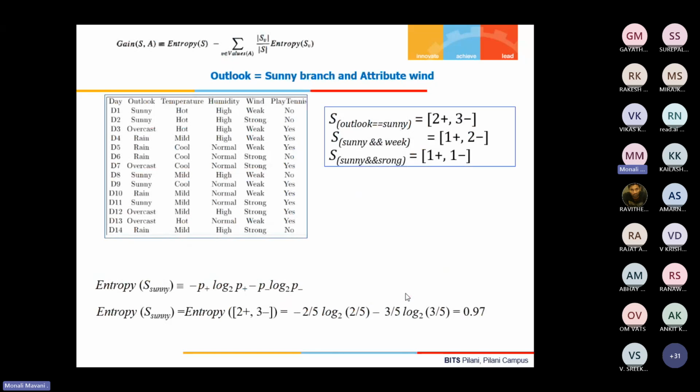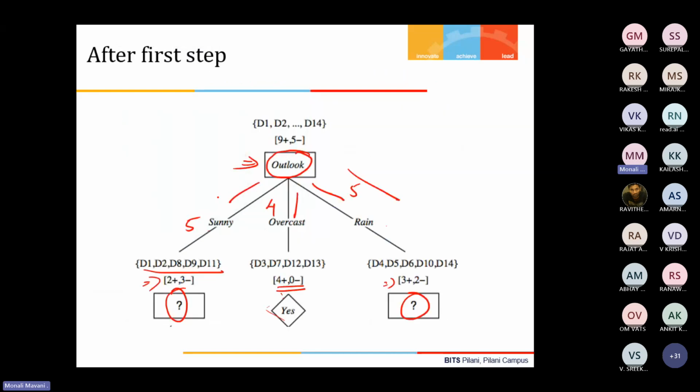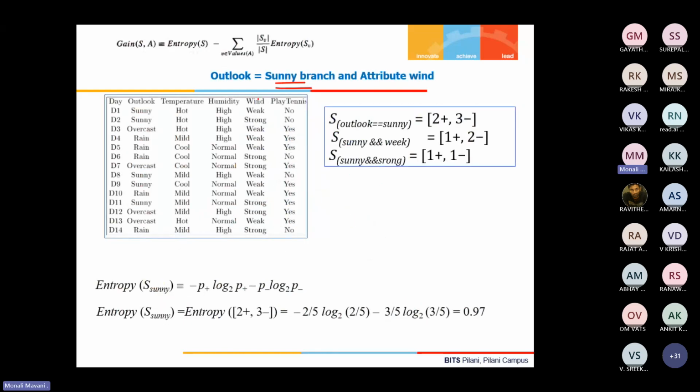Again, one branch is shown here as the calculation. Let's take the outlook equal to sunny branch. Here I have to decide which attribute to pick for splitting. I have a choice: should I pick humidity, wind, temperature, outlook? We have to repeat the whole algorithm again. So let's test it for wind.